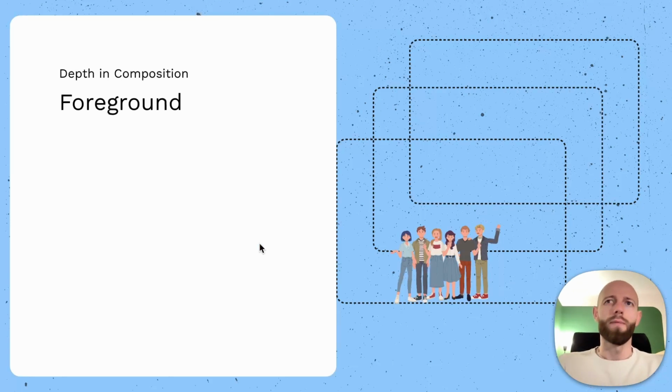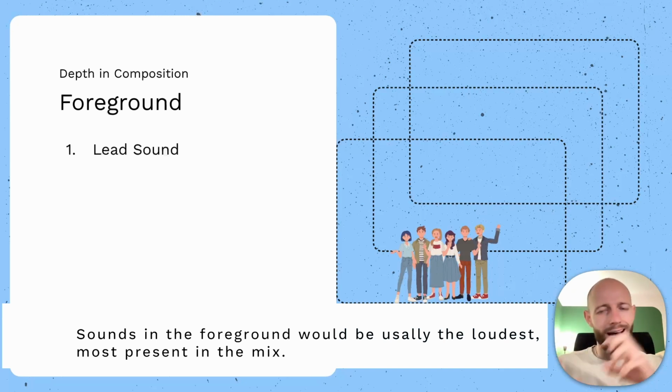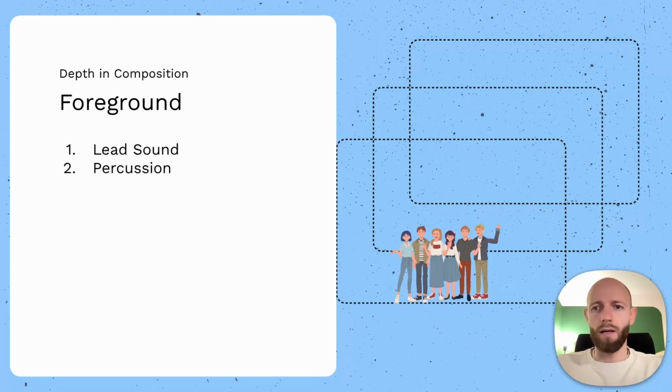Okay, let's speak about the foreground. Foreground in music will be our lead sound, our main sound. This could be a melody, a bass line, a vocal, or any other sound design element in our tune. It can also be percussion. There are tracks whose main sounds are based on percussion, and they don't have a lead sound. So it's a matter of composition what kind of sound you put in the front.